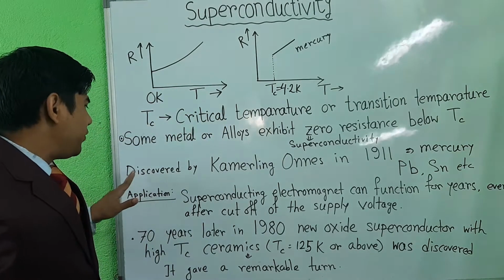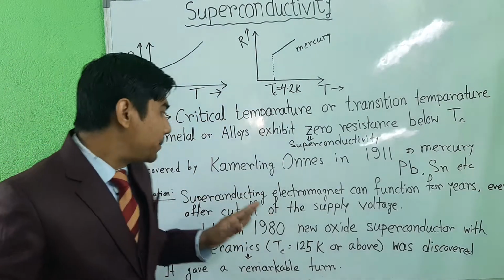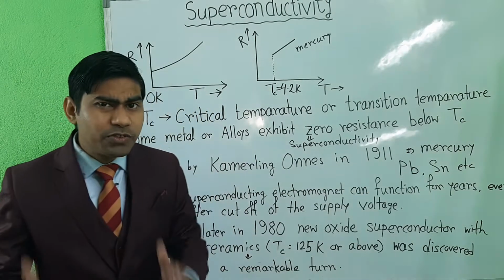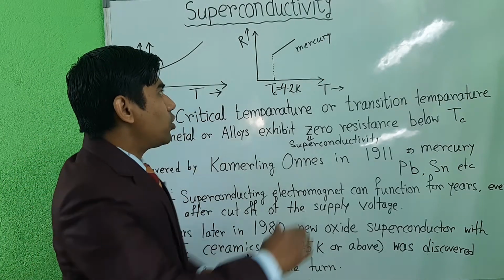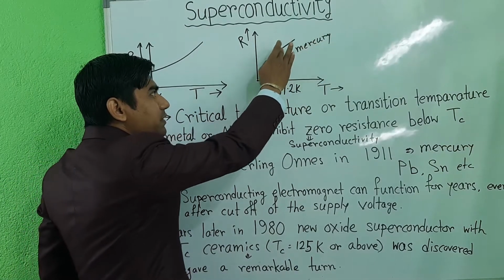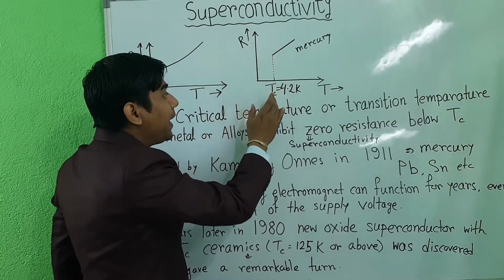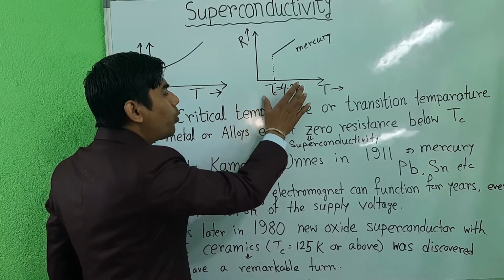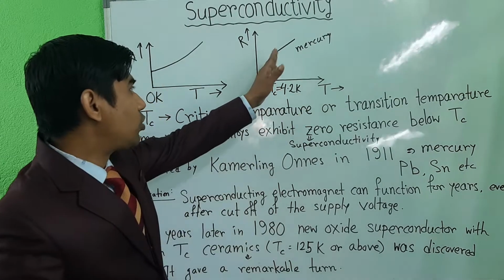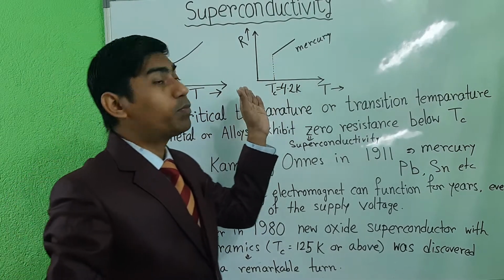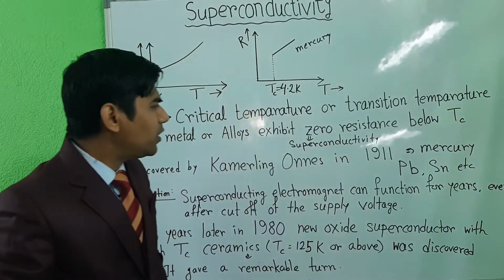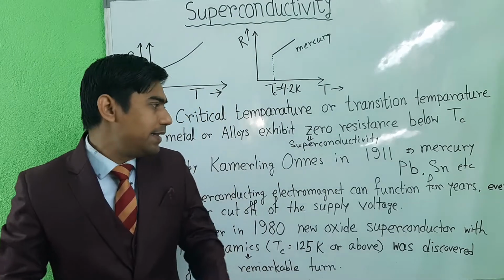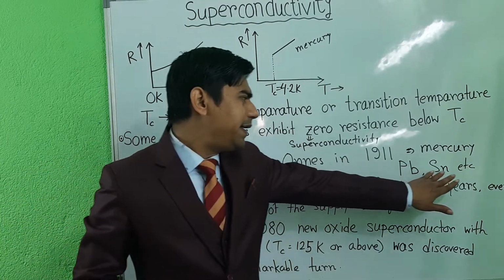Now, superconductivity was first discovered by Kamerlingh Onnes in 1911. He observed that the resistance of mercury decreases with decreasing temperature, and at 4.2 Kelvin, that is, at Tc equals 4.2 Kelvin, resistance of mercury suddenly drops to 0. Okay. Now, similar results were also shown by various metals like lead, tin, etc.